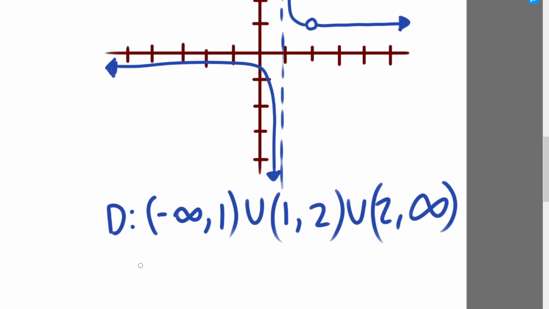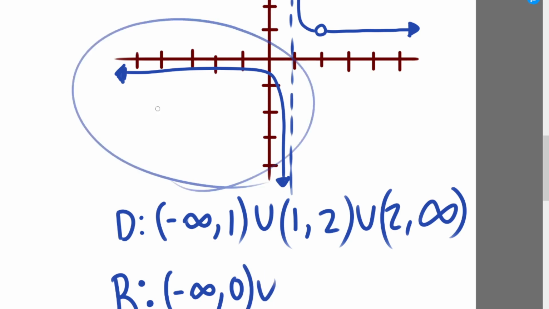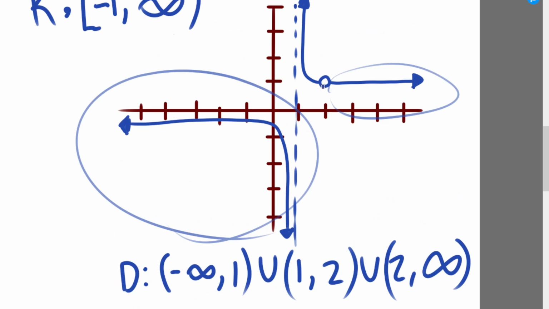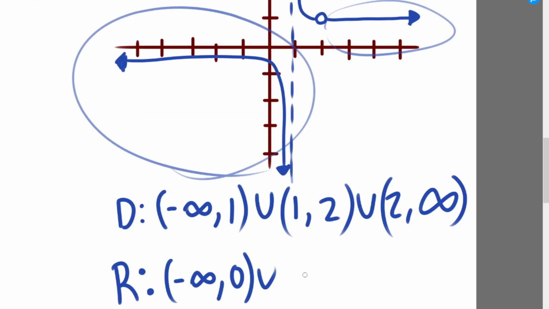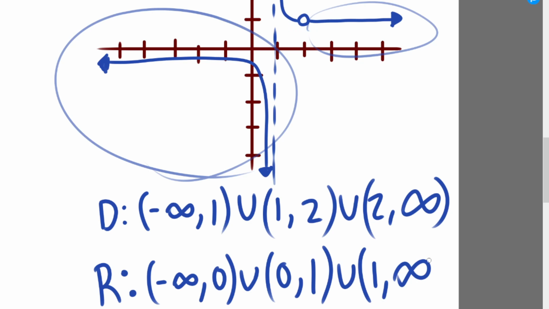And then for range, we're talking about all of the y values. Again, we're going to start with our smallest, so negative infinity. It looks like it stops at about 0, and it starts back up. So we've got this piece, kind of this piece, and then this piece. Then we'll have 2, 0, and then it looks like it stops at 1. So we'll do 1, and then 1, 2, positive infinity.